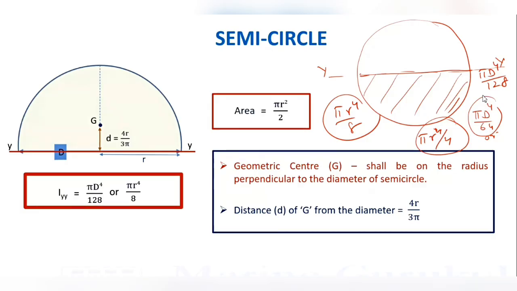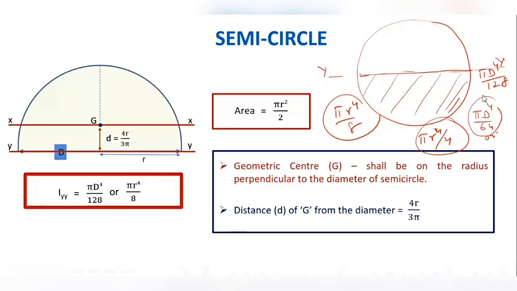Why? Because YY was the axis for the circle also. But we have also had to learn about an axis passing through G and parallel to the diameter. This one, XX. What is XX? It's an axis passing through the centroid of this semicircle and parallel to the diameter. And the formula for this is given in fractions, in an equation form, but I have simplified it for you.